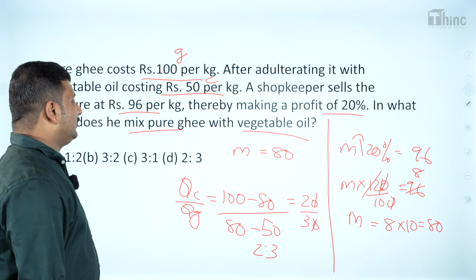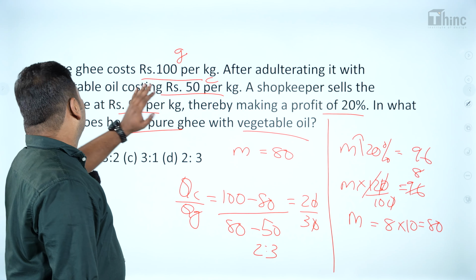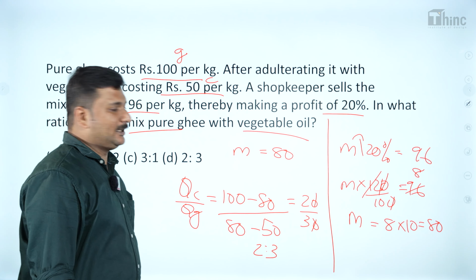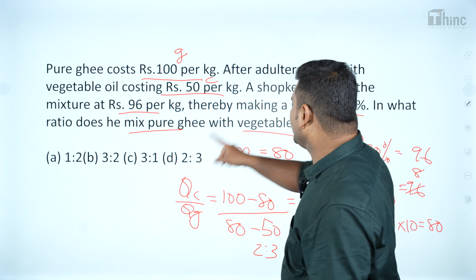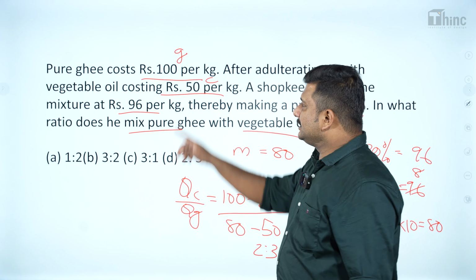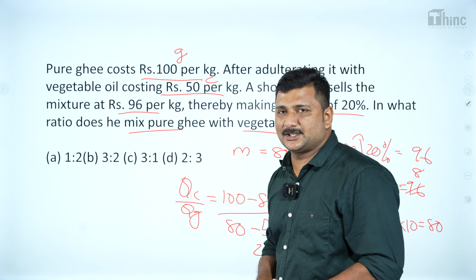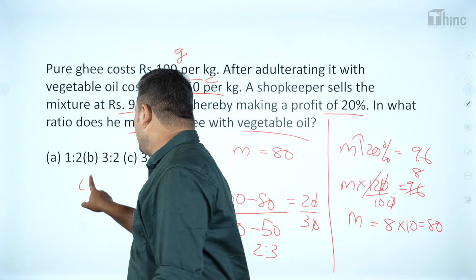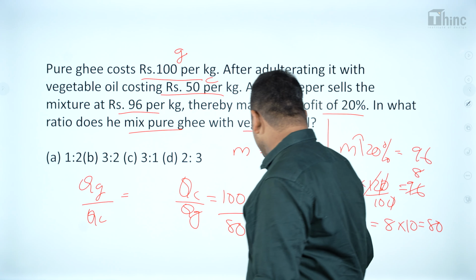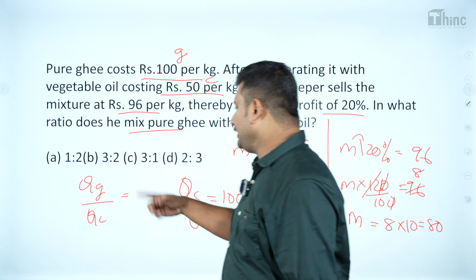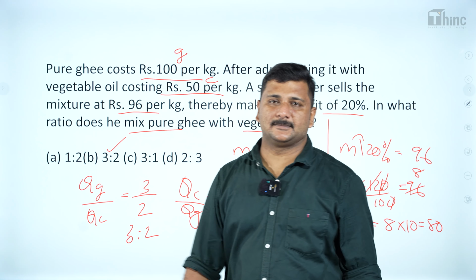So the cheap quality is mixed with good quality. So the vegetable oil is mixed with pure ghee in the ratio of 2/3. But what they're asking, in what ratio he mixed the pure ghee with the vegetable oil. So that means the good quality is mixed with cheap quality, in what ratio is the question. So what we need is QG by QC, right? So what is QG by QC? So QC by QG is 2/3. So QG by QC will be the reverse of that, which is nothing but 3/2. So 3:2. Option B is going to be the correct answer.